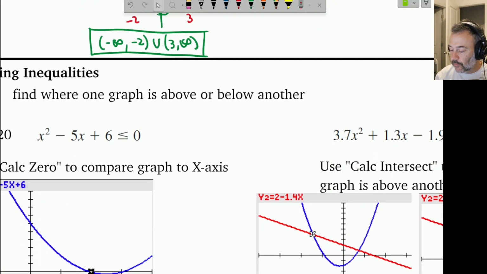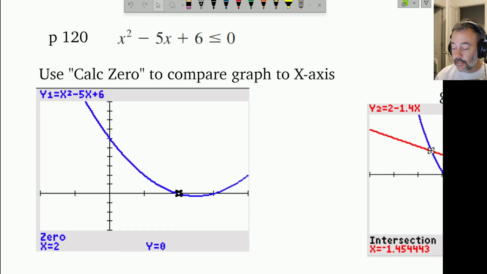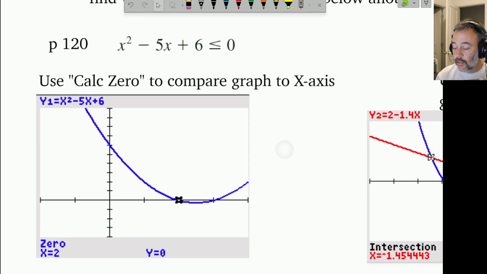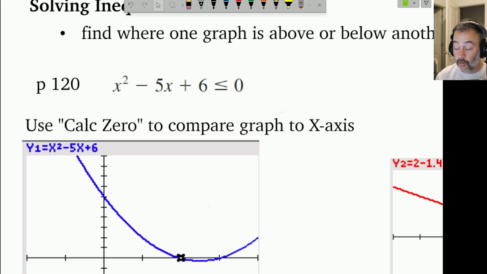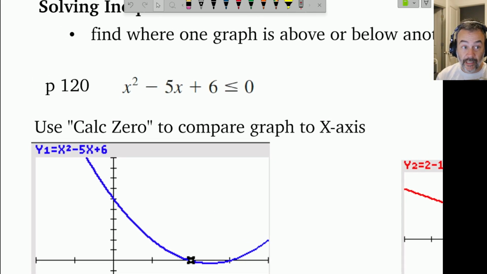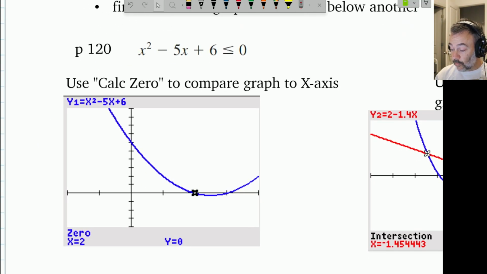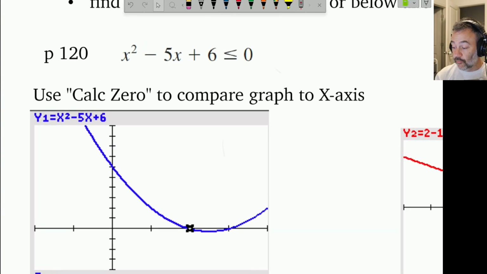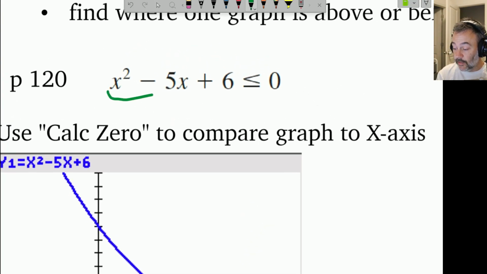Okay, let's do one more. So this is an example of a parabola where we are going to solve this inequality using the Calc 0 method. Well, what you'll do is you will graph the left-hand side. By the way, notice we got 0 by itself on the right-hand side. So when you have 0 by itself, you don't need to graph both sides, just graph the left-hand side. And that's x squared minus 5x plus 6.